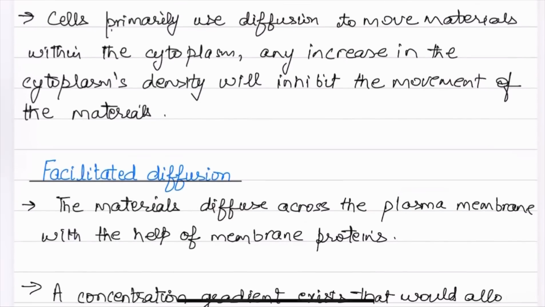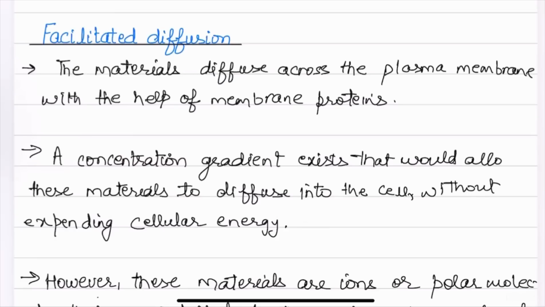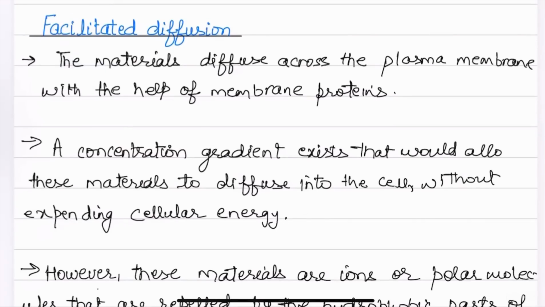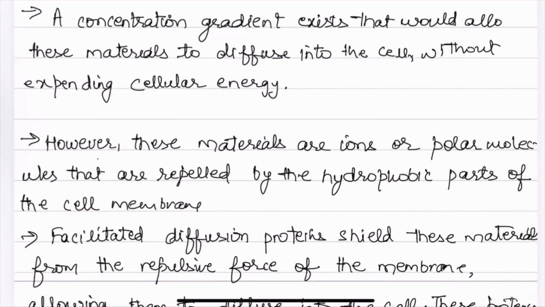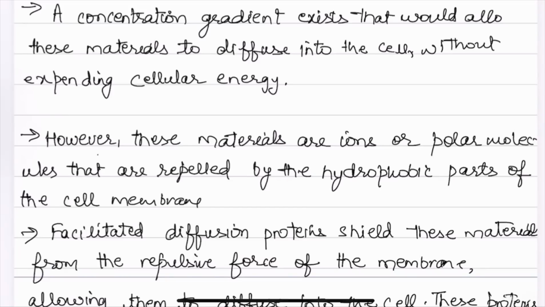Second, we have facilitated diffusion. Facilitated diffusion requires some transporter. So the materials diffuse across the plasma membrane with the help of membrane proteins, which are transporters. A concentration gradient exists that would allow these materials to diffuse into the cell without expending cellular energy. So this type of process doesn't require energy, but it just requires membrane transporters. However, these materials are ions or polar molecules that are repelled by the hydrophobic parts of the cell membrane.